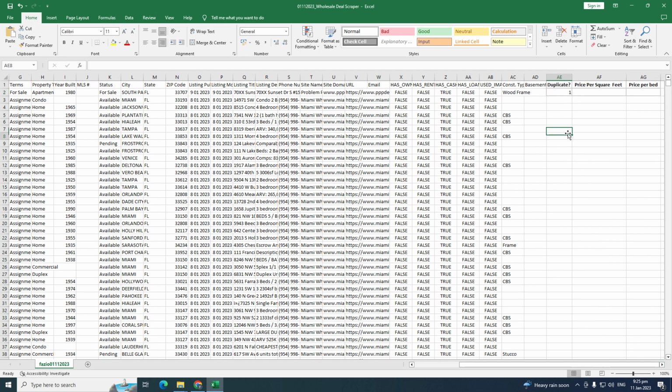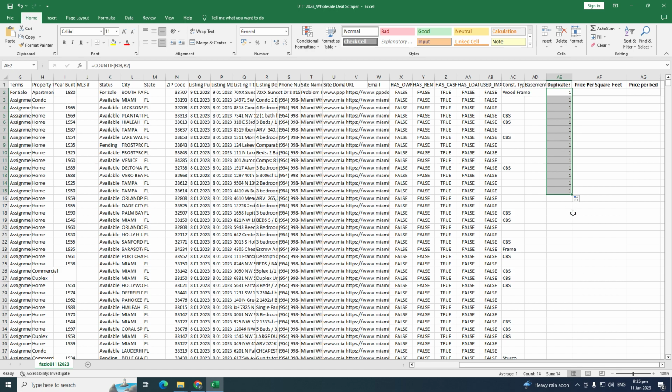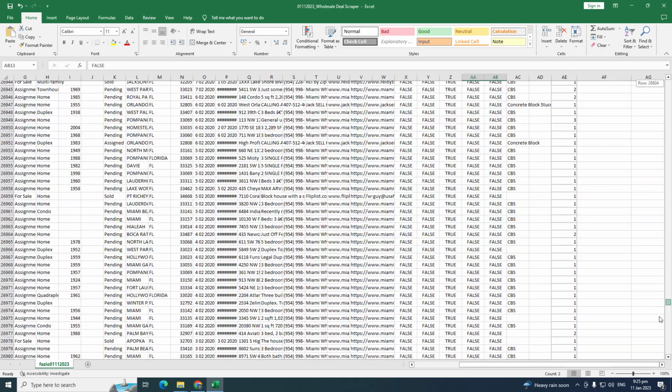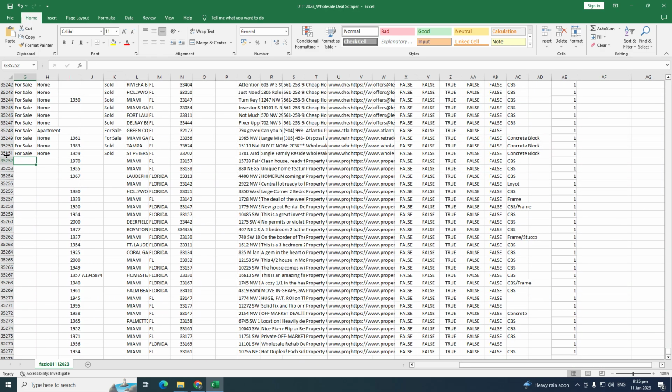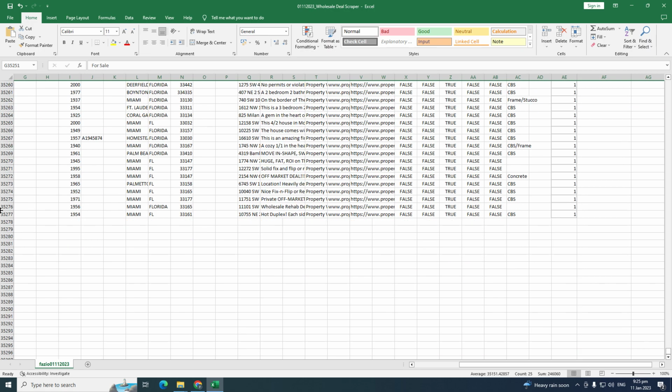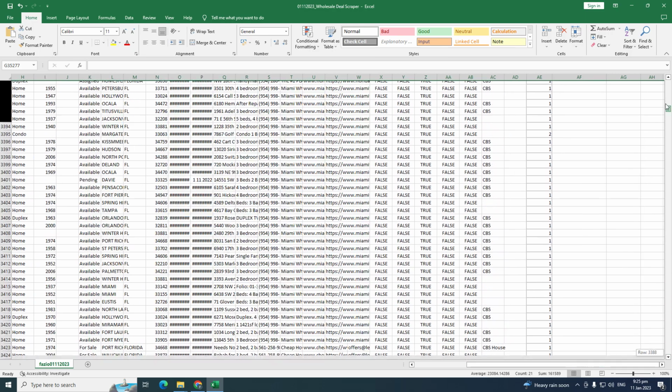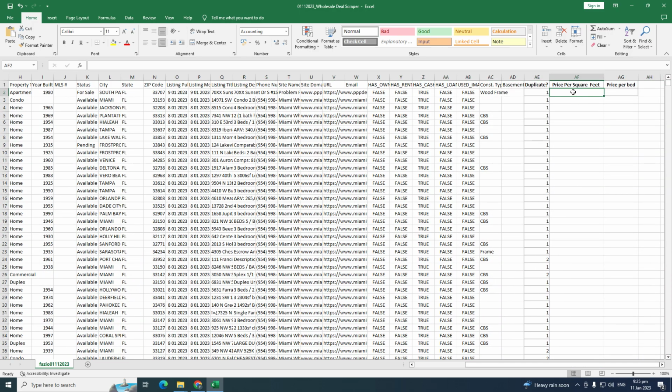1 means there's no duplicate here. 1 1 1 1 1, no duplicate. It's calculating, we should wait. The reason it takes too long is because there is a lot of data here. It's almost 3,000. No, sorry, 3,527. So the next one is how to calculate the price per square meter.